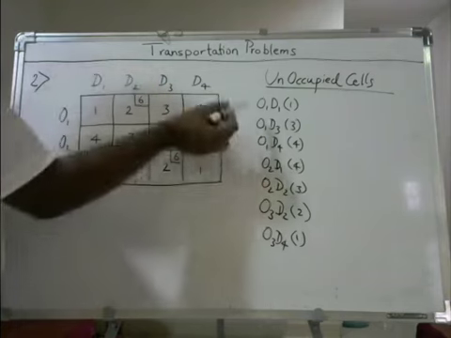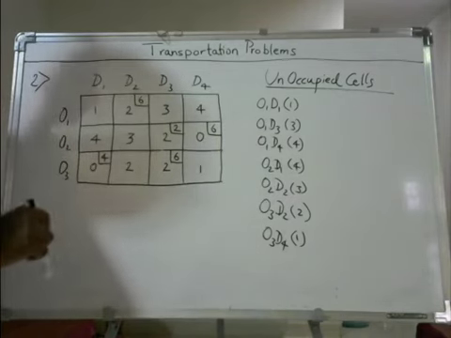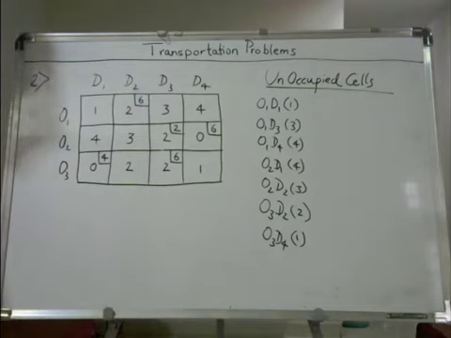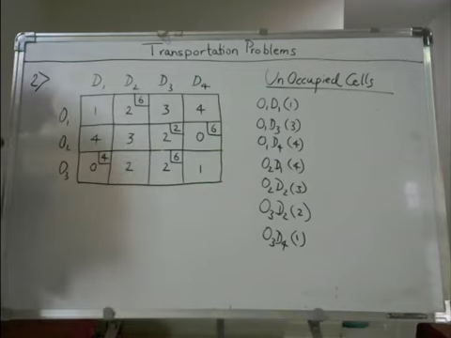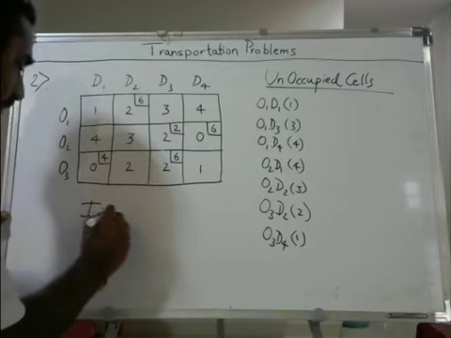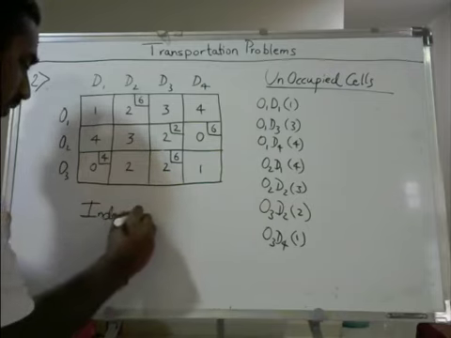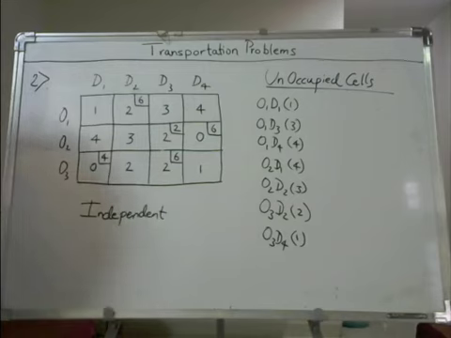Out of these 7 unoccupied cells, we need to find an independent unoccupied cell. Now what do we mean by an independent unoccupied cell? We need to find an independent unoccupied cell.